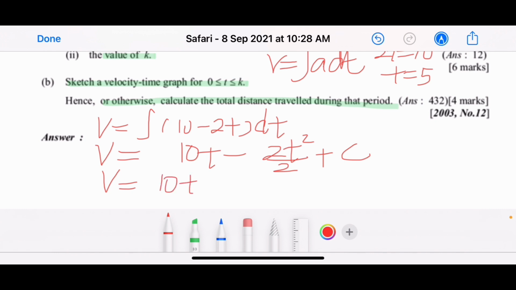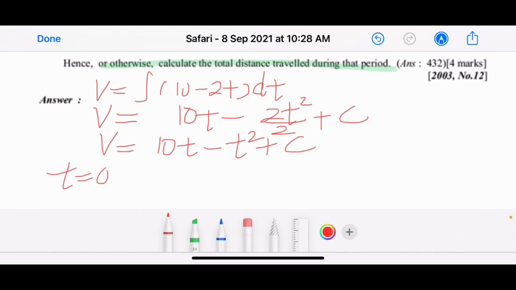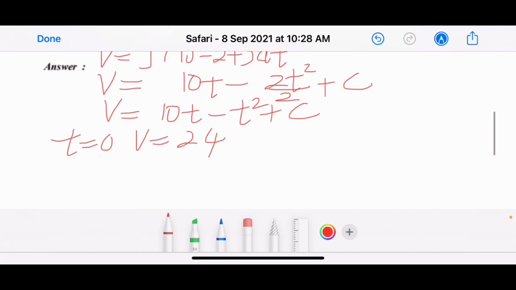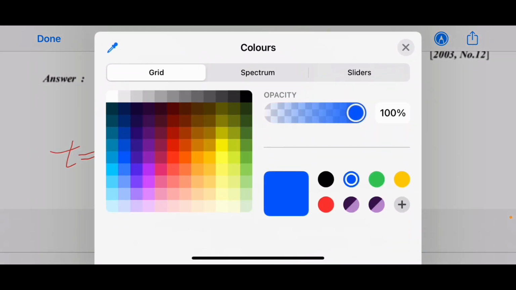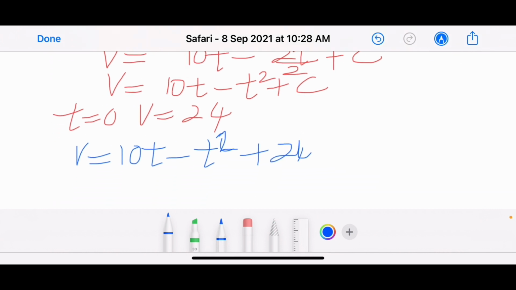So in order to solve the c, we have to simplify first. After we simplify, as you know, when a particle passes through the fixed point, it means at t equals 0, and the velocity is 24 meters per second. As I say, this is a constant that you must find out first before you write your velocity in terms of t. So velocity is 10t minus t squared plus 24. Alright, this is the velocity in terms of t, with the c found. So we have to make sure we write the c.